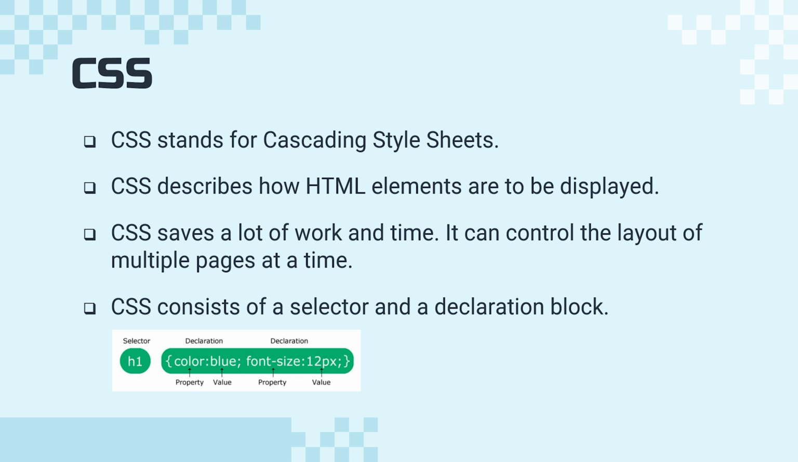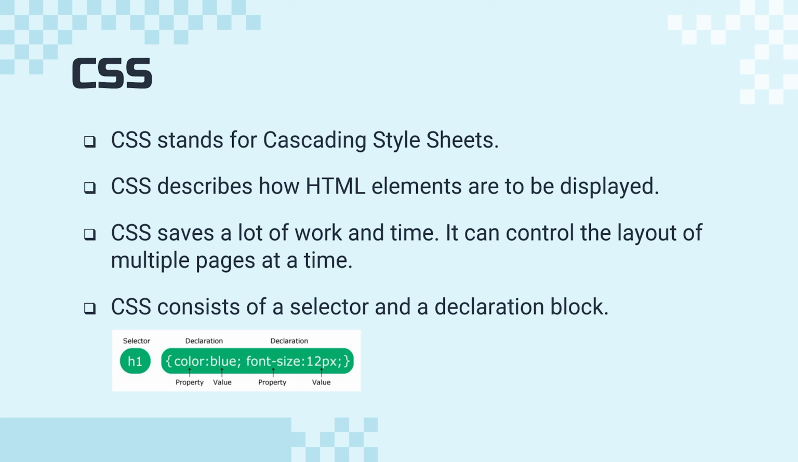What this means is CSS gives you the flexibility to style HTML elements how you want them to be displayed. CSS saves a lot of time and work. It can control the layout of multiple pages at a time. What this means is one CSS file can be linked to multiple HTML pages, and it can help manipulate all these HTML pages. CSS consists of a selector and a declaration block.